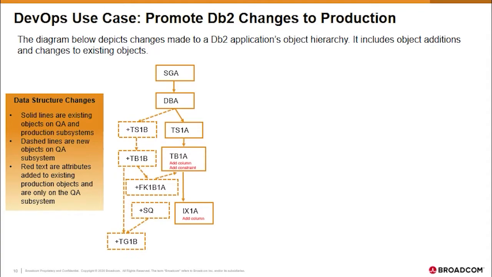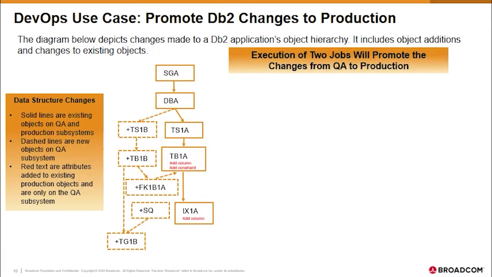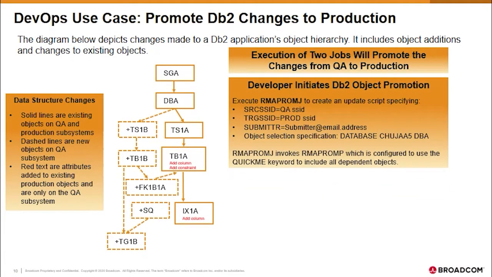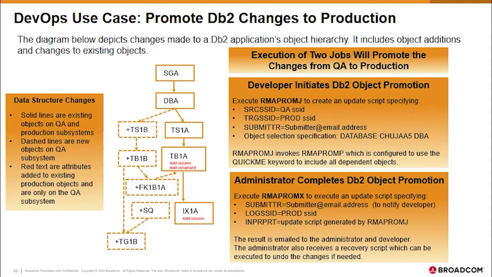So, what needs to be done to promote these objects from QA to production? The execution of two jobs. The developer submits RMAPROMJ, supplying appropriate values to generate an update script. Then, the DBA administrator submits RMAPROMX to implement those changes by executing the update script.